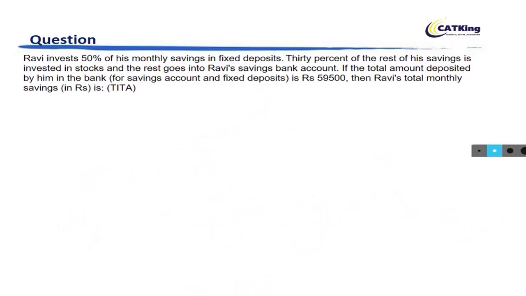The faster way is don't write all of this. What's the exam style? The exam style is very simple. You have to calculate it just in the question itself. 50% gone in fixed deposit, remaining 50%, 30% gone in investment, so 30% of the remaining 50% makes it 15%, making it another 35% going into the savings account. So 50% into fixed deposit and 35% into savings account makes it 85%. Now 85% is 59500. So then what is 100%?